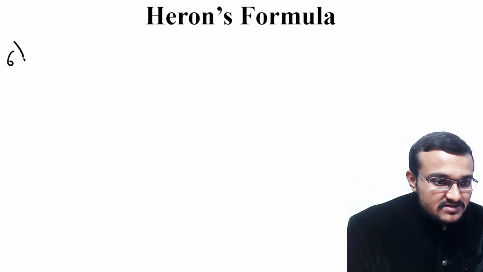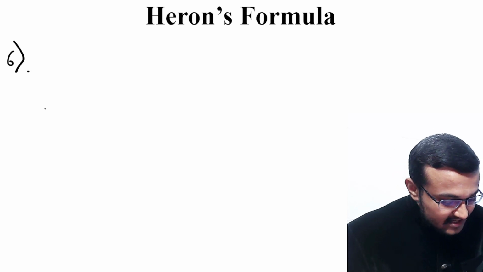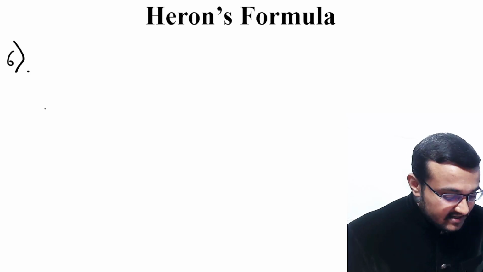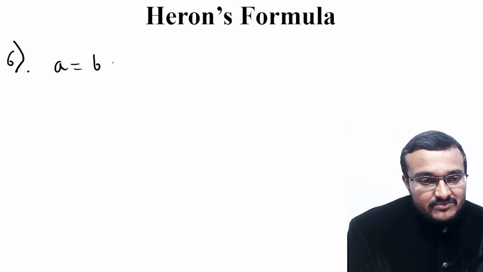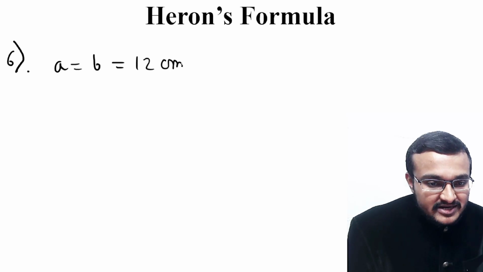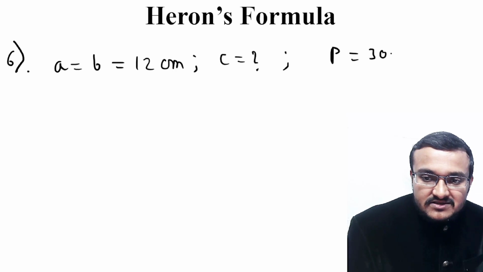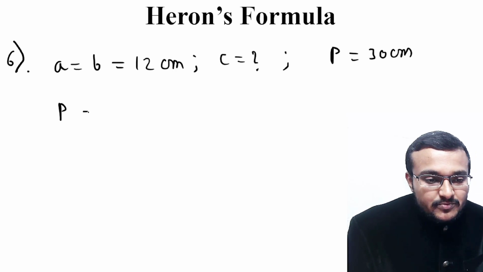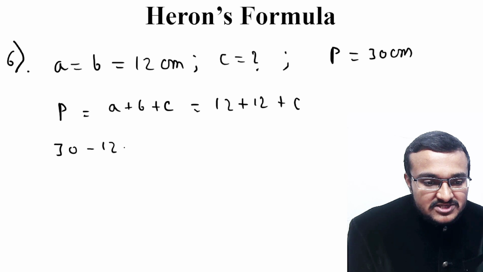So now we will move to the sixth question. In the sixth question, there is an isosceles triangle which has perimeter 30 centimeter and each of the equal sides is 12 centimeter. So let's consider A and B are equal to 12 centimeter. We don't know what C is. Perimeter they have given as 30 centimeter. So perimeter is A plus B plus C, which is 12 plus 12 plus C. So 30 minus 24 is equal to C. Therefore C is 6 centimeter.